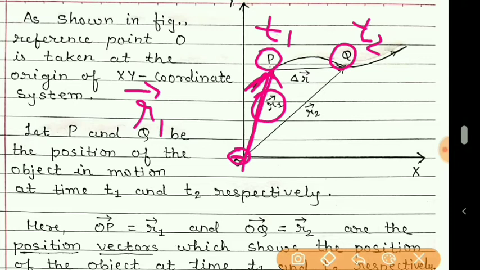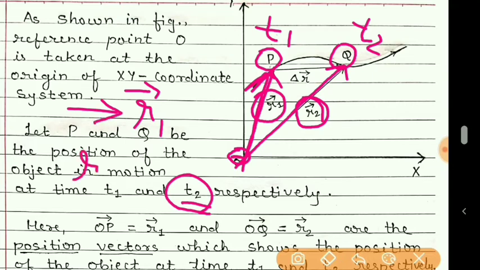Similarly, after some time, that is at time t equal to t2, the object is at point Q. Again, if I want to show the position of this point Q with respect to origin, this arrow shows the position of point Q, and so it is called a position vector, and here that position vector is denoted by r2. So r1 is the initial position vector and r2 is the final position vector.